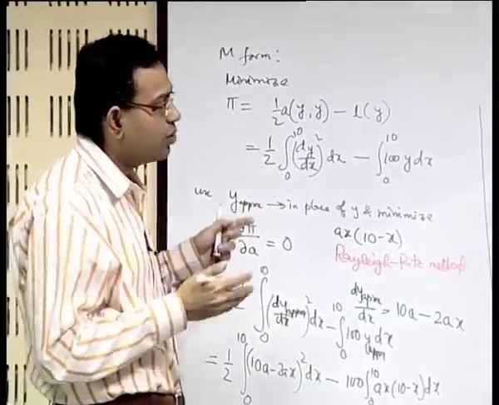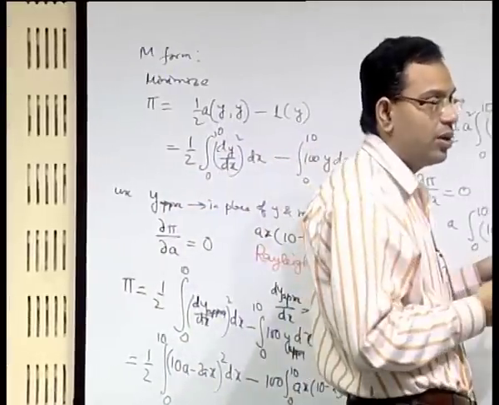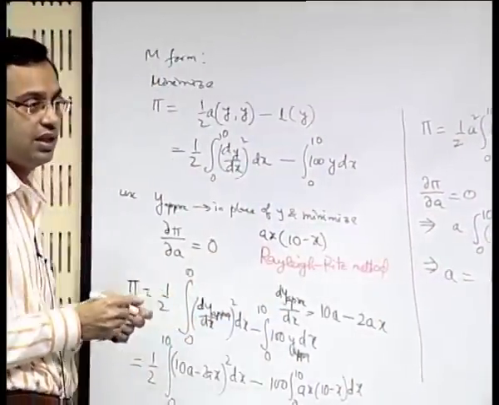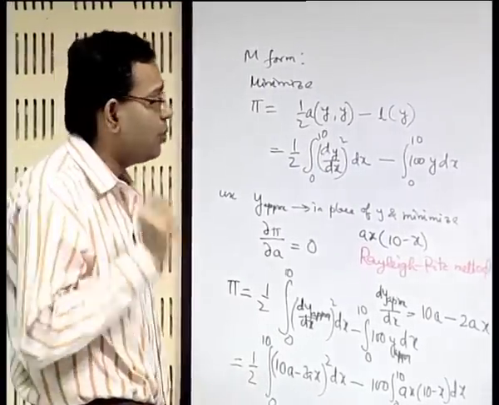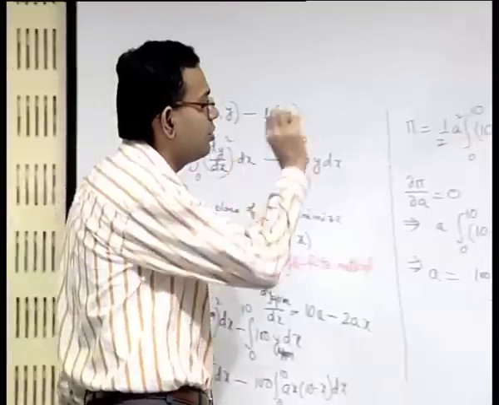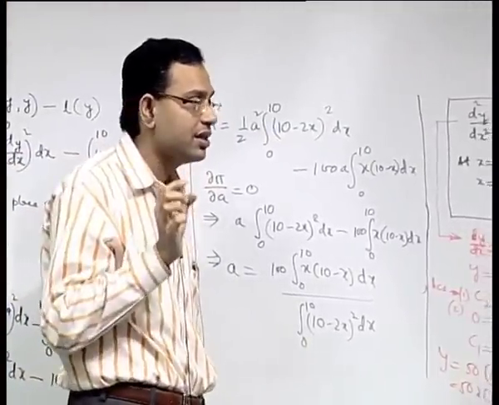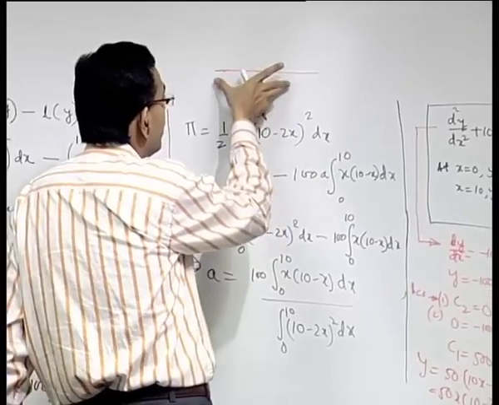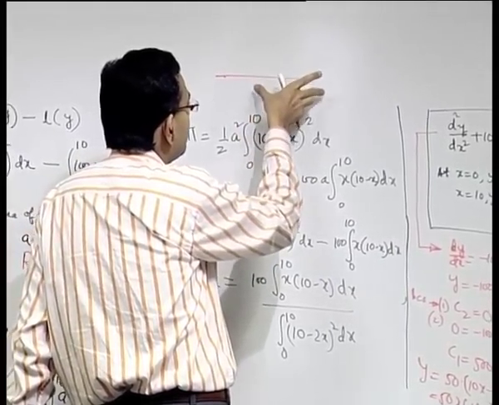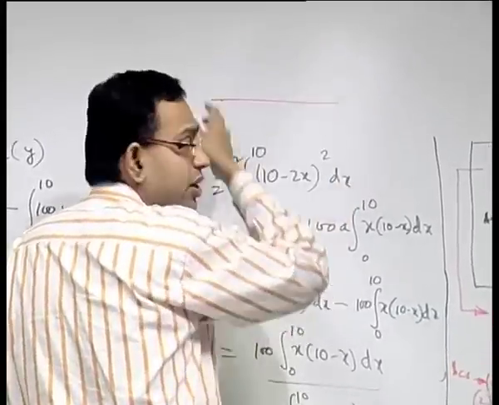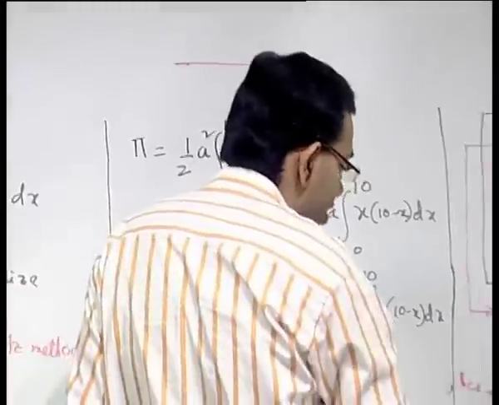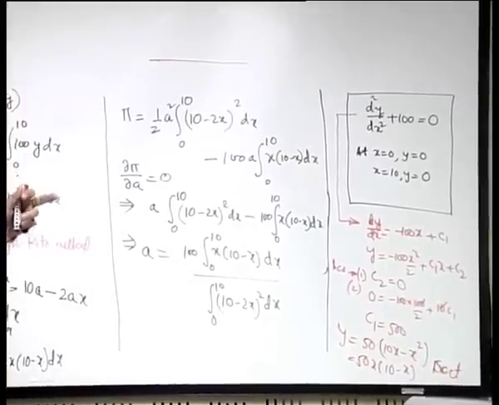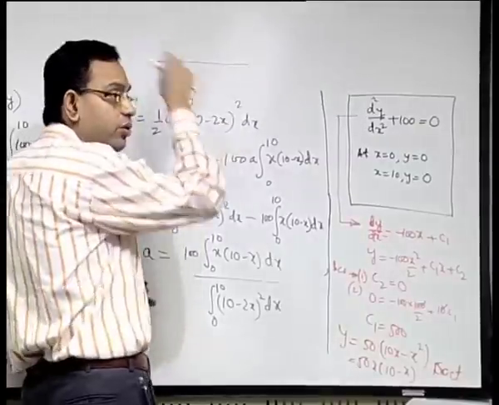We have learnt how to use the M form or the V form to get a corresponding approximate solution of the differential equation. But one important thing is that these approximate solutions are global in nature. That means if you have a domain like this, you have an approximating function which you intend to be valid over this entire domain. So, you have this y approximate as ax into 10 minus x, which is a global form of the function that you approximate as a solution over the entire domain.